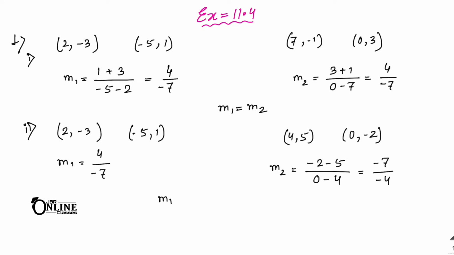Now the multiplication M1 into M2 is 4 by -7 into -7 by -4. The -7 cancels out, and the 4 and -4 cancel, so it becomes -1. So M1 M2 is -1, which means the two lines are perpendicular to each other.